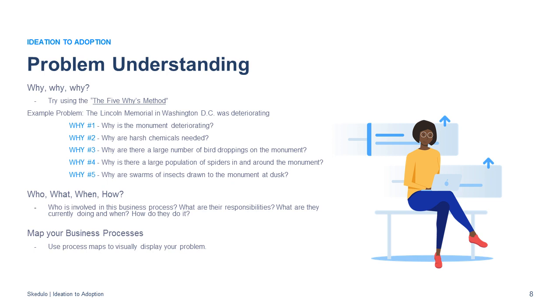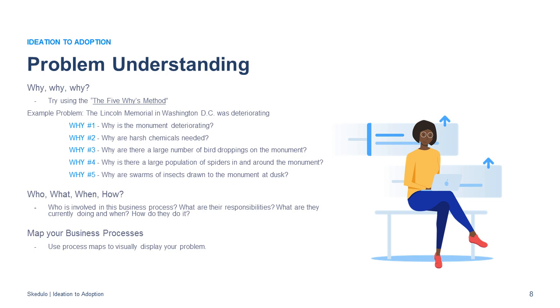So the problem was that the Lincoln Memorial in Washington, D.C. was deteriorating. Why number 1? Well, why is the monument deteriorating? They found that that was because harsh chemicals are frequently being used to clean the monument. Why number 2? Well, why are harsh chemicals needed? And that was because they needed to clean off a large number of bird droppings on the monument.